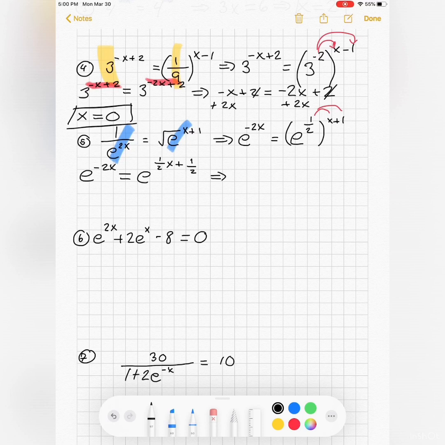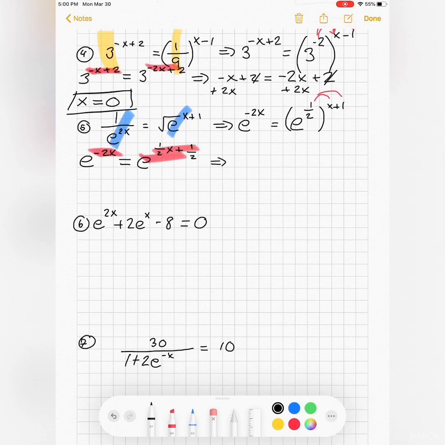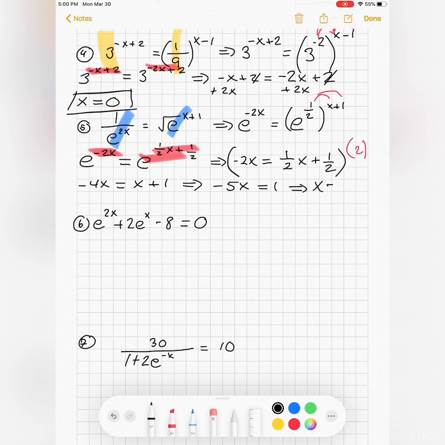Okay, and now I would conclude again that my exponents must be equal because I have a common base. So negative 2x is 1/2 x plus 1/2. And then solve. Should I multiply this whole equation by 2? Then what would I have? Negative 4x equals x plus 1. Negative 5x equals 1. x equals negative 1/5.